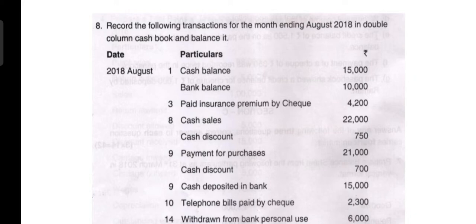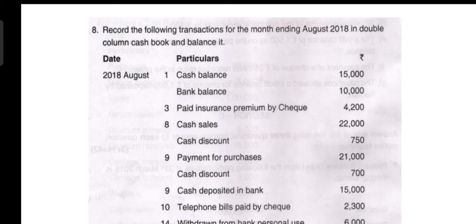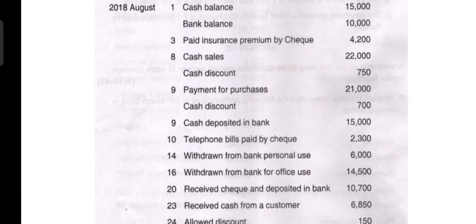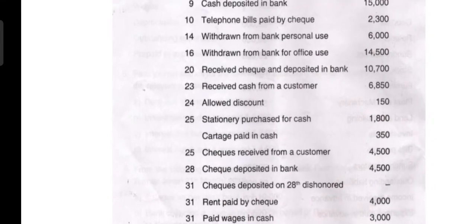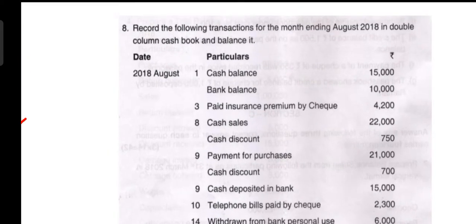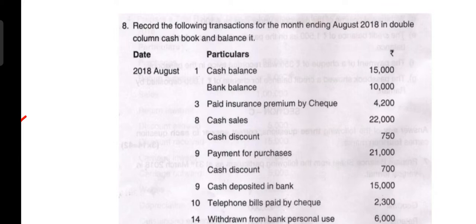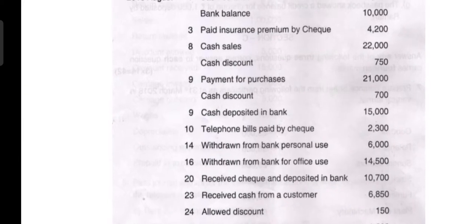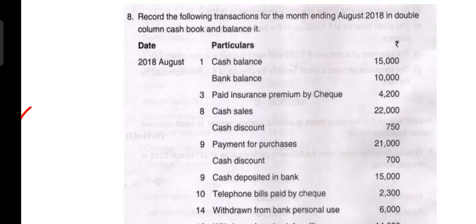If in the problem nothing is told, that columns belong to what purpose, then the two column cash book means cash book with discount and cash columns. But in this problem they are asking us to prepare two column cash book. If we see the transactions, we are finding a lot of bank transactions, receipts received in the form of checks, payments also made, some expenses also paid, and cash is deposited into the bank, and amount withdrawn from bank for office purpose.